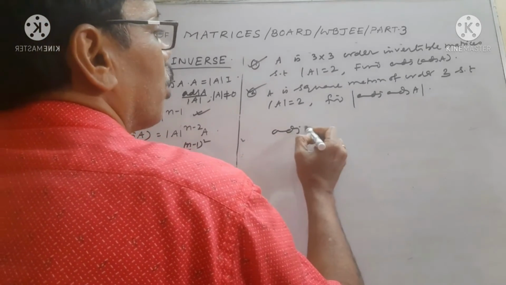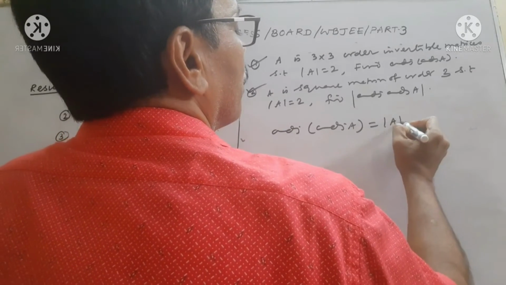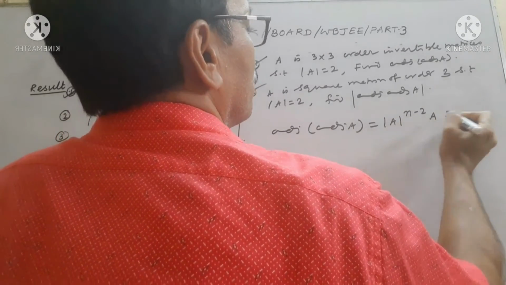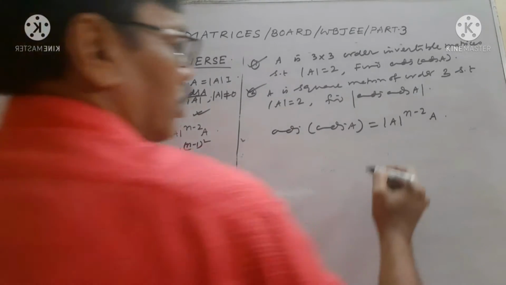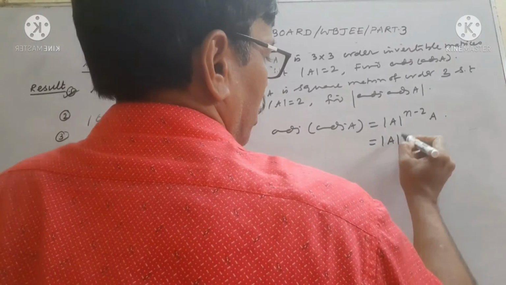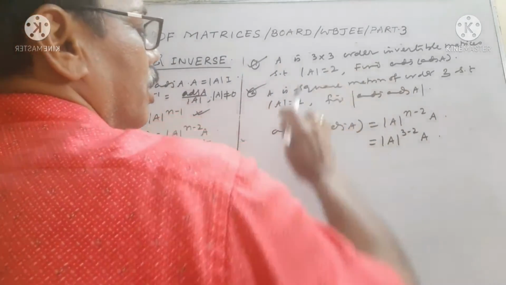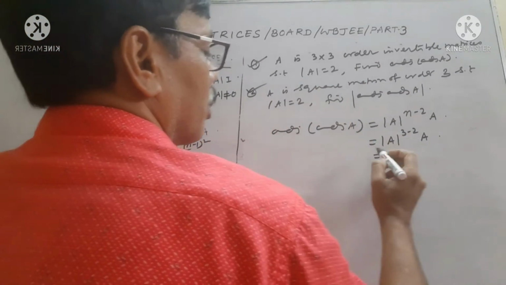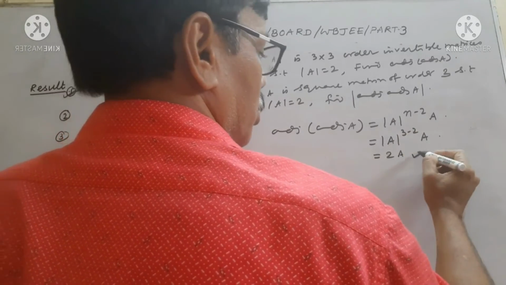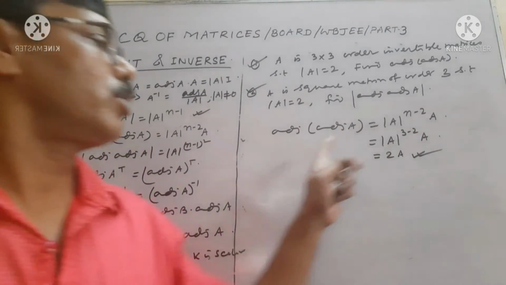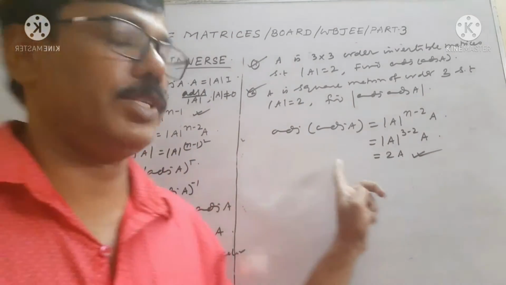So adjoint of adjoint A. Well-known result: determinant A to the power n minus 2. So adjoint of adjoint A equals determinant A to the power 3 minus 2 into A, because n is 3. And what is determinant A? It is 2, and the power is 1, so 2A. So adjoint of adjoint A equals 2A. You have to recall this result.